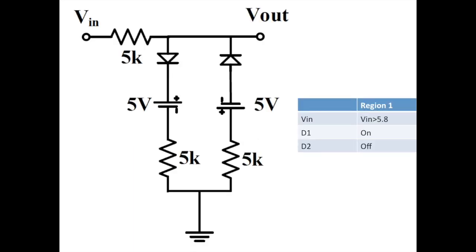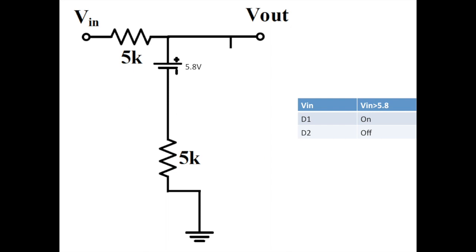Now we'll consider region 1 where V in is greater than 5.8 volts, which means D1 is on and D2 is off. So D1 becomes a 0.8 volt voltage drop, and D2 becomes an open circuit. Now we can just ignore the right side of the circuit, and we can combine our 0.8 volt voltage source and our 5 volt voltage source into a 5.8 volt voltage source to get this circuit. Finally, instead of having V in and the 5.8 volt voltage source separately in our circuit, we can just make V in equal to V in plus 5.8 volts, simplifying it even further to this.